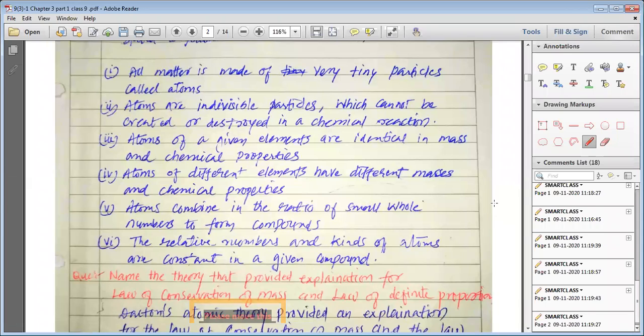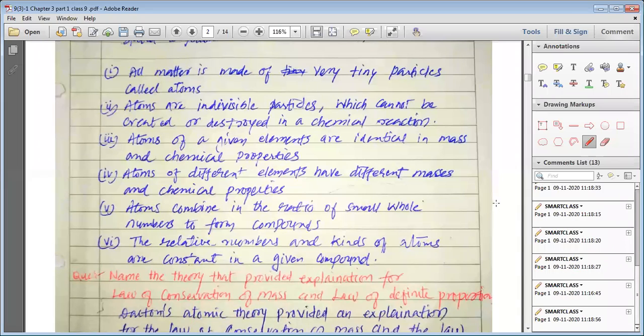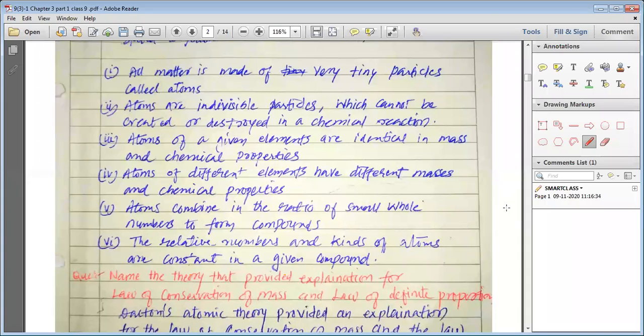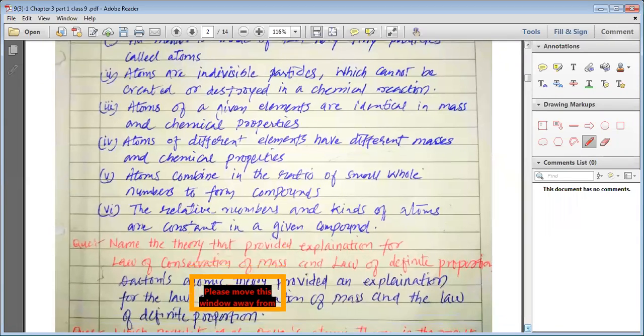So whenever there is a chemical reaction, these atoms are going to be saved. The atoms are not broken down. The atoms are not destroyed, or new atoms are not produced during any chemical reaction. That is what the scientist Dalton wants to tell us.